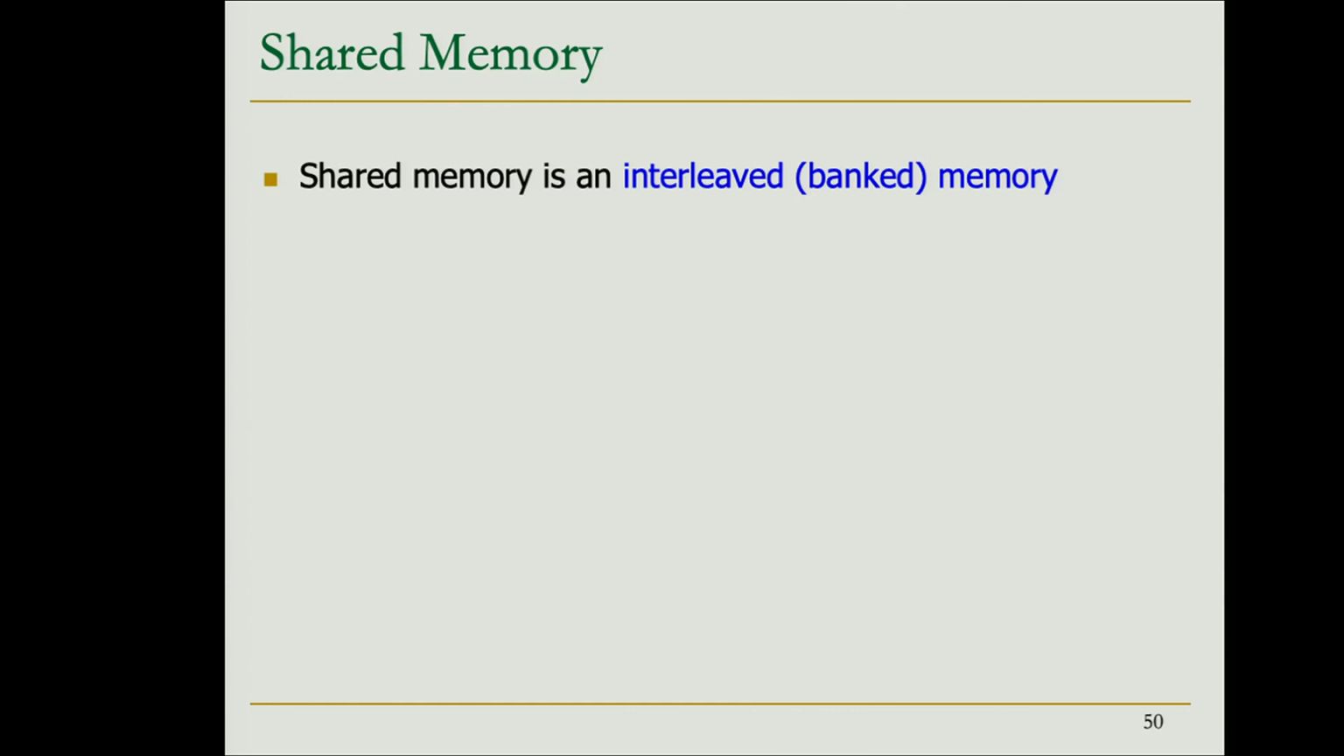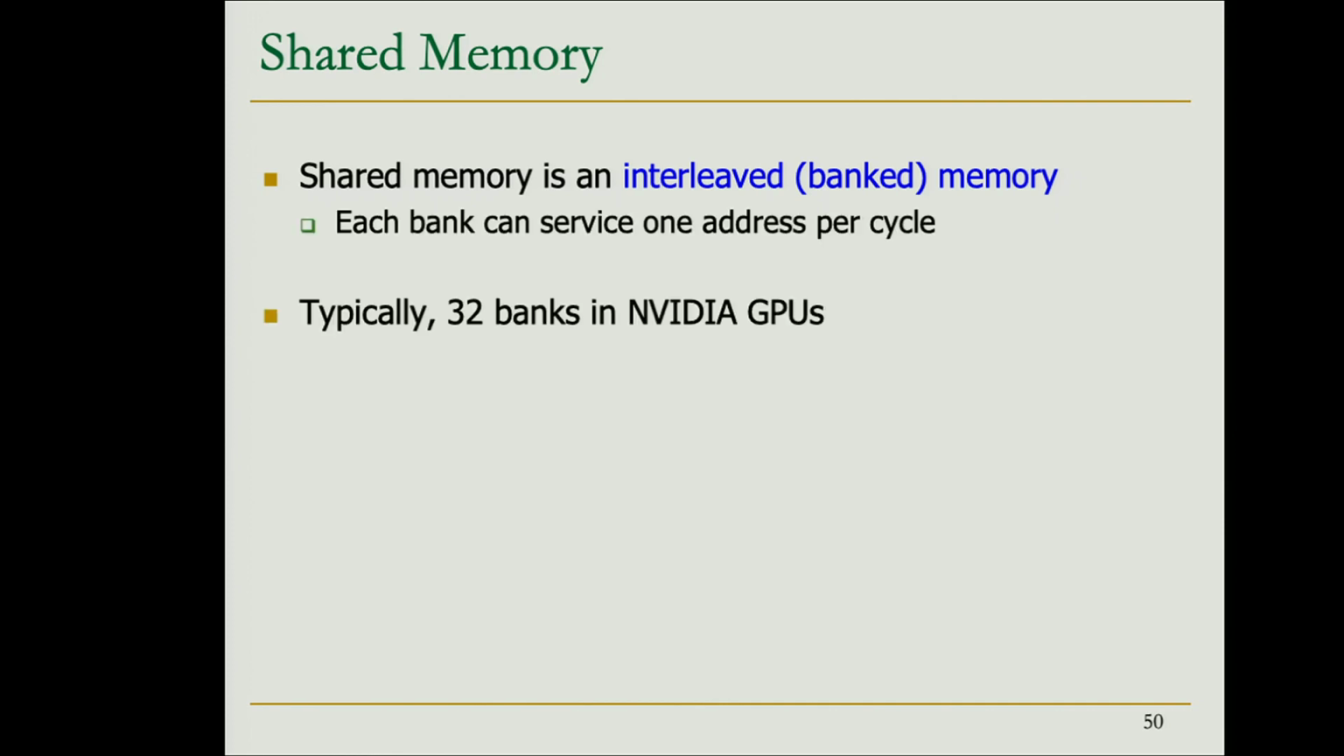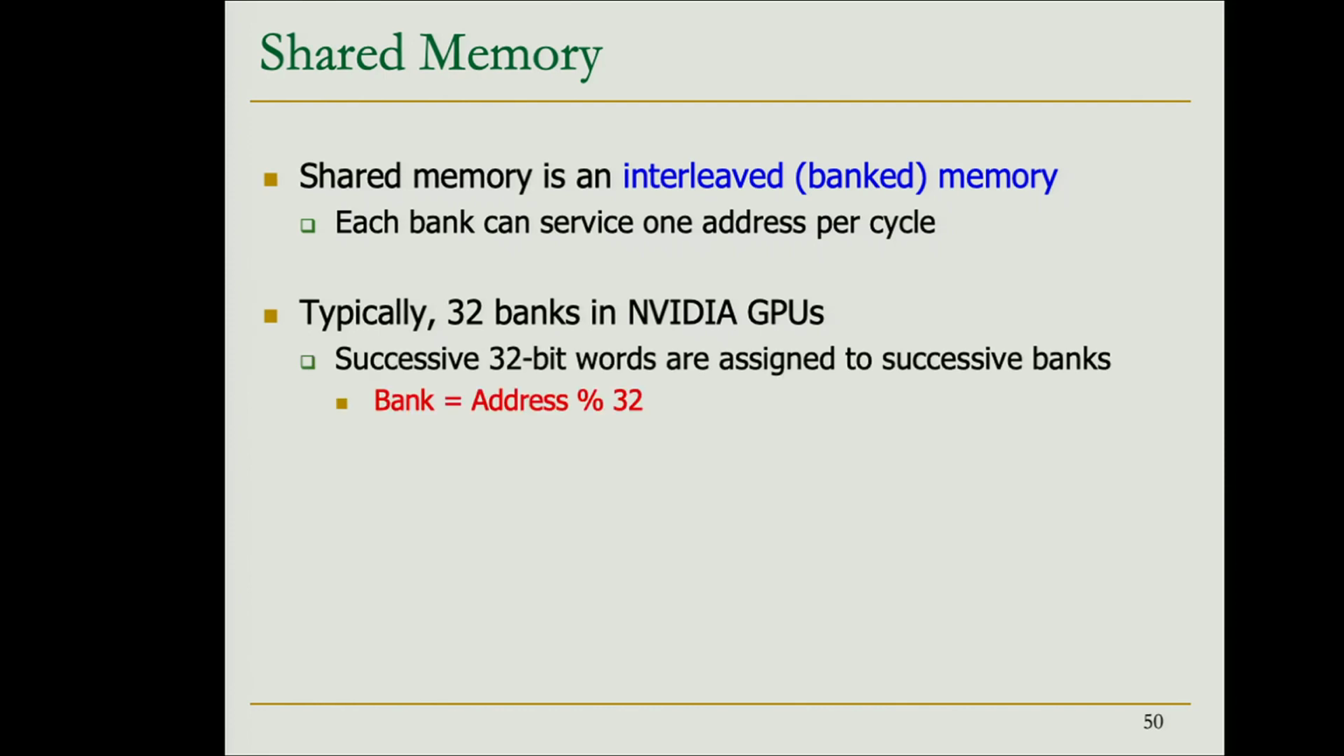We don't want to have two accesses to the same bank, because this way the accesses are serialized. So if we have a warp of 32 threads, what's the ideal situation? We have each thread accessing each bank, right? So that's what we should try to have. Each bank can service one address per cycle. You already know that. Typically 32 banks, which is related to the number of threads in the warp. And the way that these addresses are mapped into the banks is something like this.